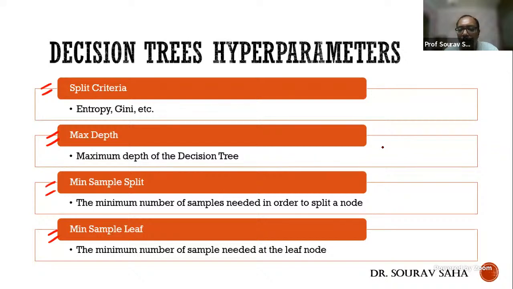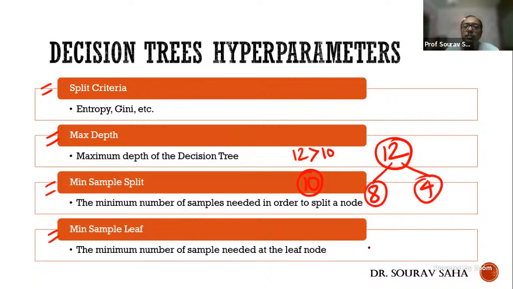Let's say that I am having 12 records, and the minimum sample split is set as 10. So 12 is greater than 10. Fine, I'll be able to do this split, whereby let's say one split is 8 and the other split is 4. So it satisfies the minimum sample split part.